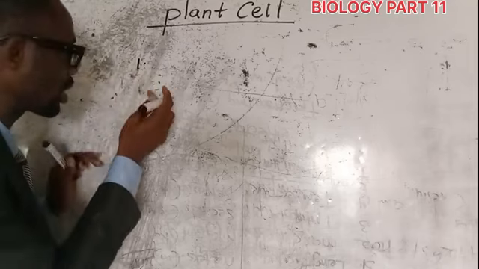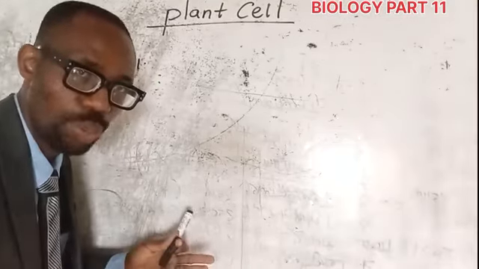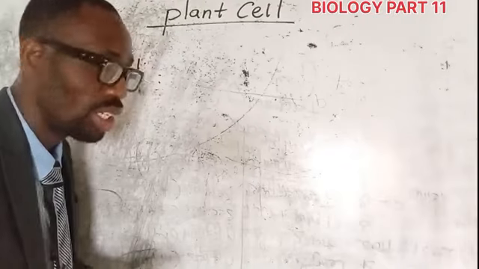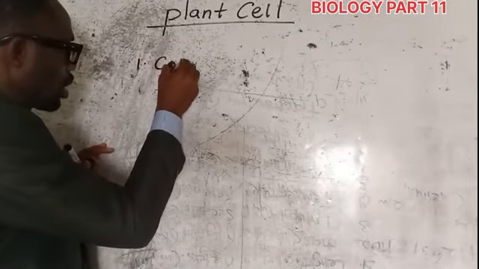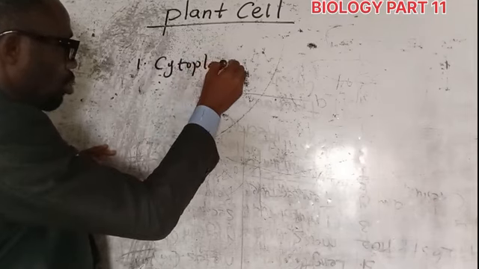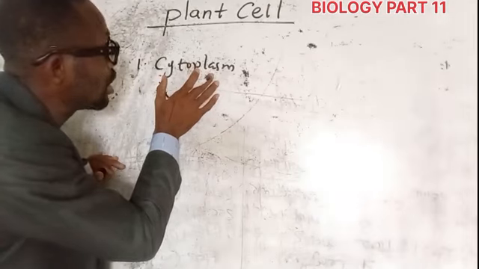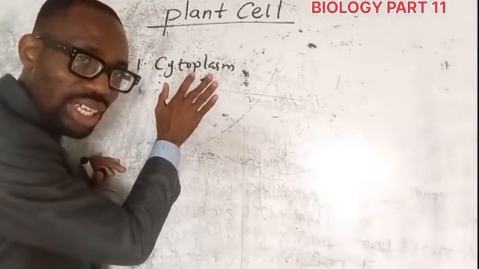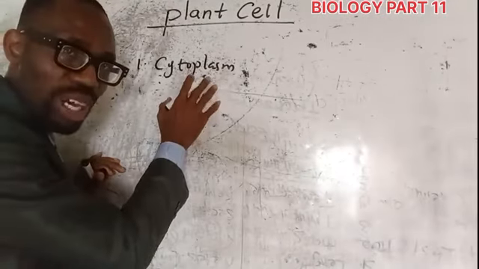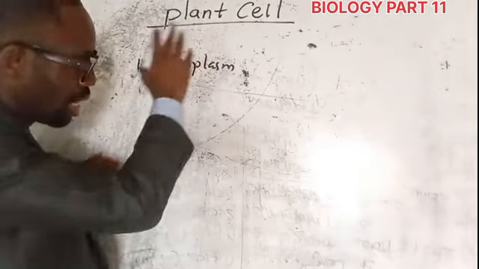One, the plant cell has a less dense cytoplasm as compared to the animal cell that has, let me write it, cytoplasm. In the case of the animal cell, their cytoplasm is more dense, more packed. But for plant cell, their cytoplasm is less dense, and it is found at the peripheral part of the cell, not the entire part of the cell.